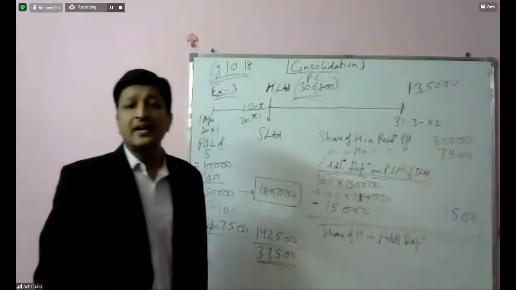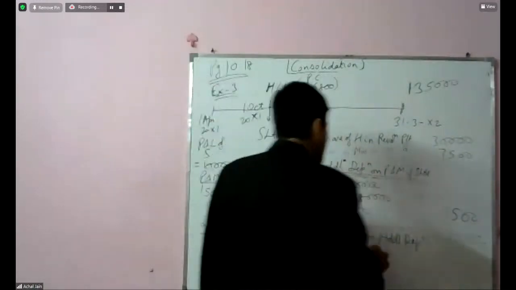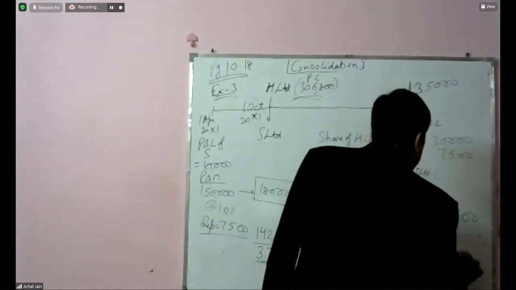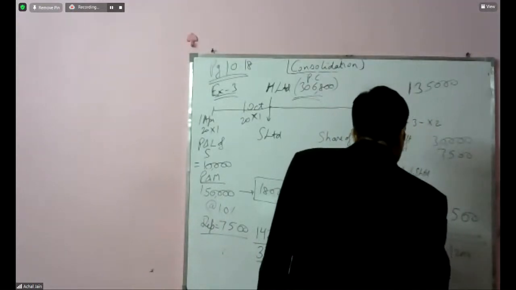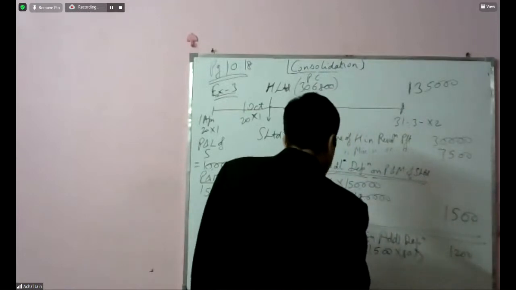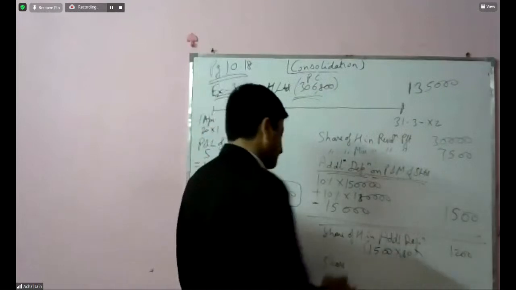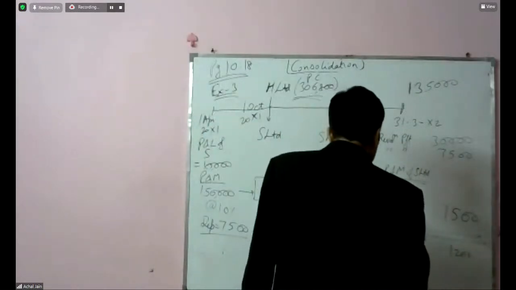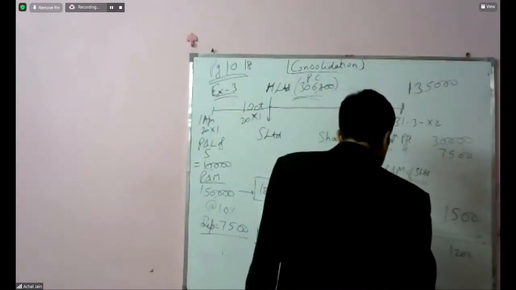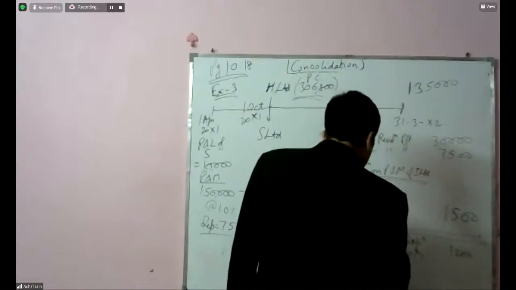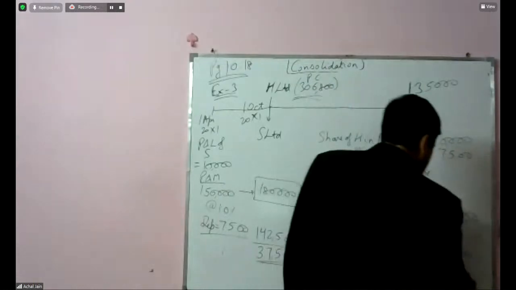What is going to be that amount? 1,500 into 80%. 1,200. And share of minority in additional depreciation.